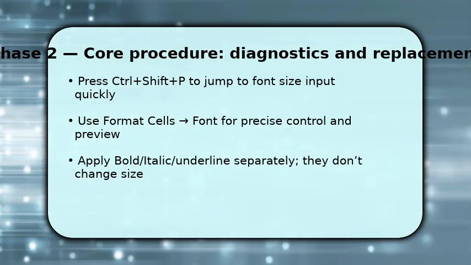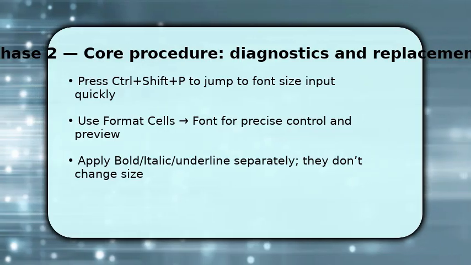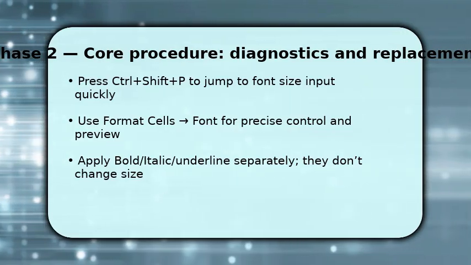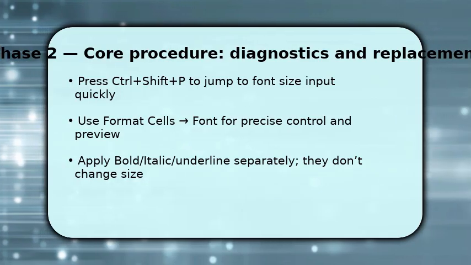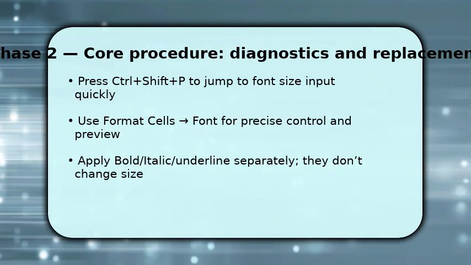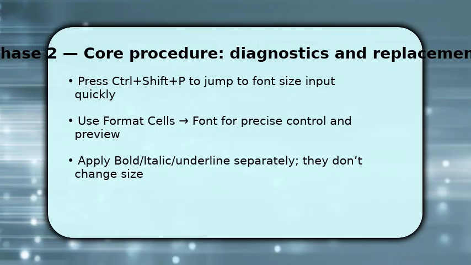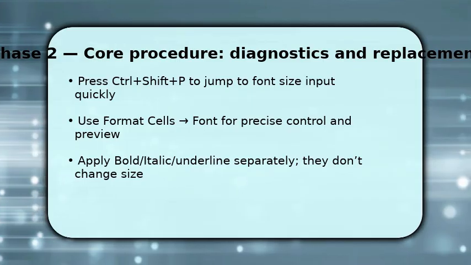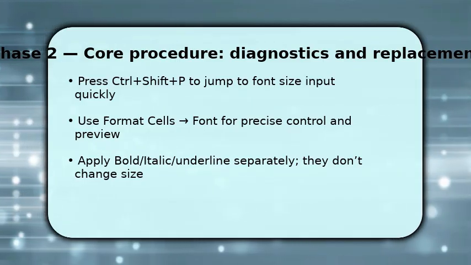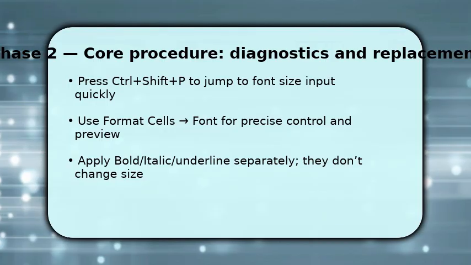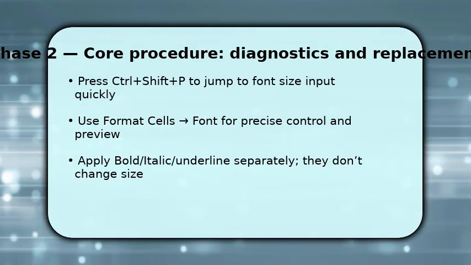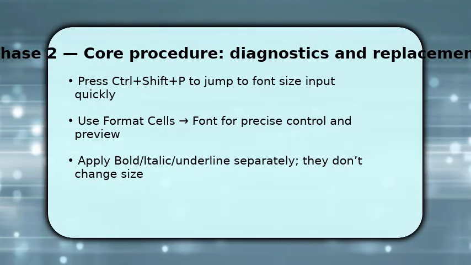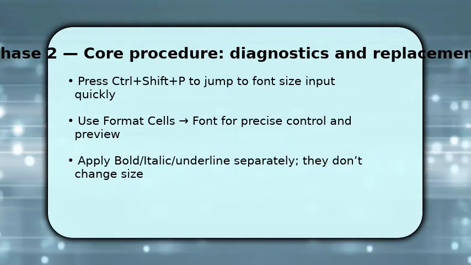Press Ctrl plus Shift plus P to jump to font size, then type the value. For consistent results across formats, open Format cells, choose the Font tab, and preview the exact size and style before confirming. You'll want to use this dialog when applying to styles, tables, or printing, because it controls point size precisely and preserves alignment. Make sure to check merged cells and wrap text, since those affect perceived size and layout.